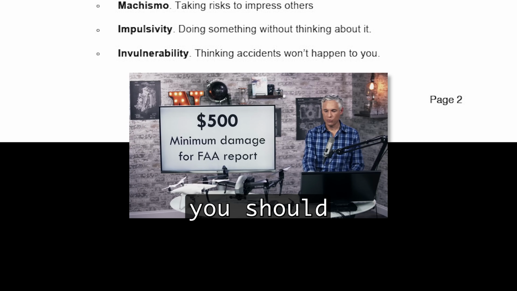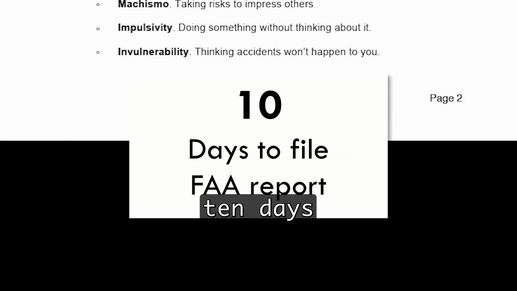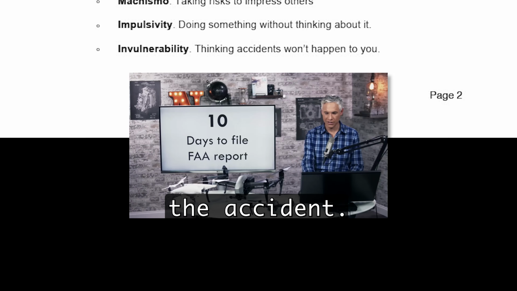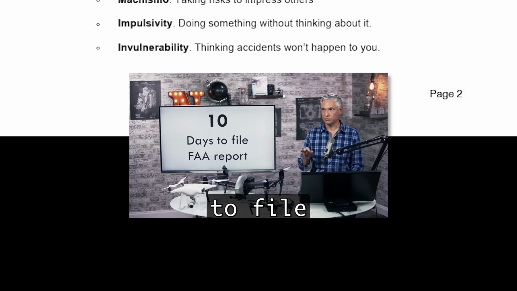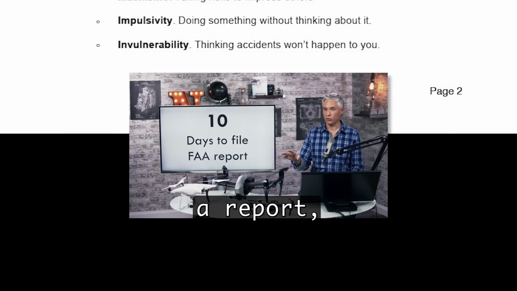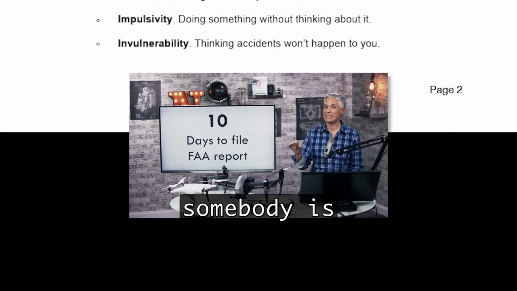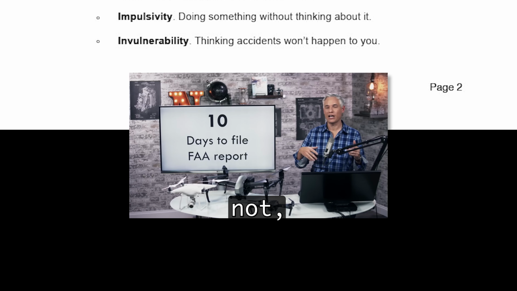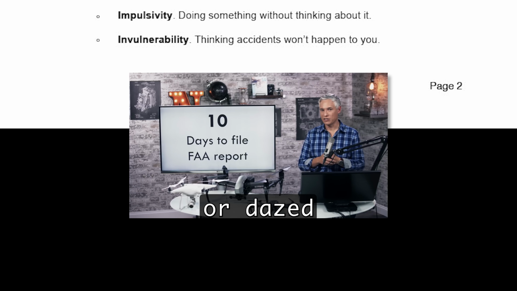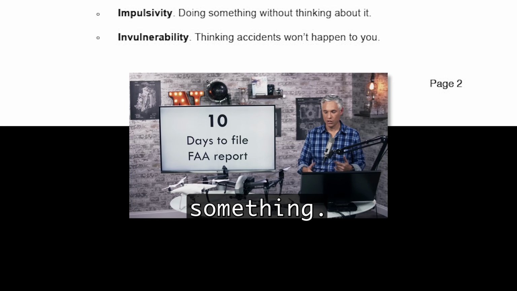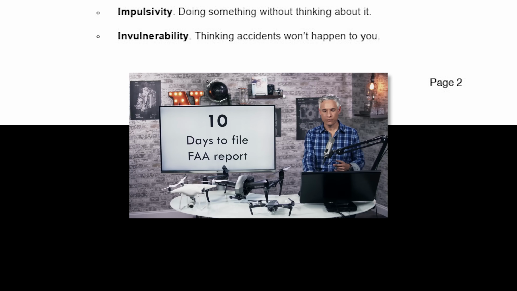And another number you should remember is 10 days to file that FAA report. You have to file it within 10 days of the accident. The only other time you have to file an FAA report is if somebody is injured. Not the only other time, but another time you have to file a report is if somebody is seriously injured. Not scraped, not they were scared or dazed or whatever, but what they call seriously injured, like they might have to go to the hospital or something, then you'd have to also file a report.